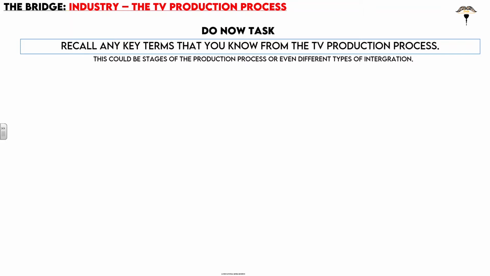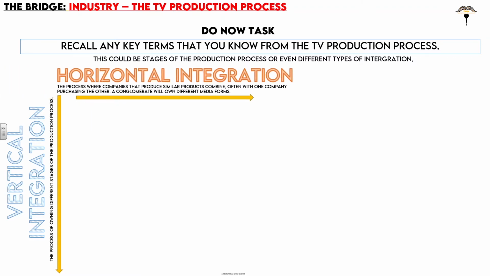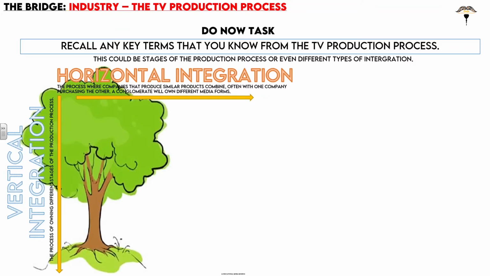So you could have turned around and thought about different types of integration. So you could have had vertical integration and you could have had horizontal integration. Vertical integration refers to the different stages of production and how they are owned by the same company. Horizontal integration focuses on different media products being owned by the same company. So I like to think of this as a bit of a tree. If you think about the way it goes up and down, that is vertical integration, and horizontal, the way that the kind of branches sort of span out.